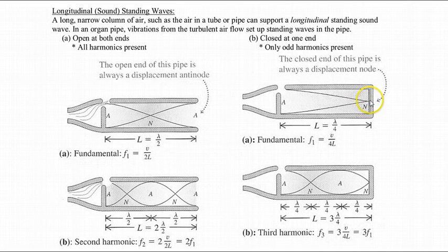This closed end right here, the air particles at this location are pressed against the wall. They're not able to move. So that position right there is where the particles are not moving, and this is what we consider a displacement node. And at the opening right here, where we have labeled an A, that would be considered the antinode, where you would get maximum displacement of the sound wave.